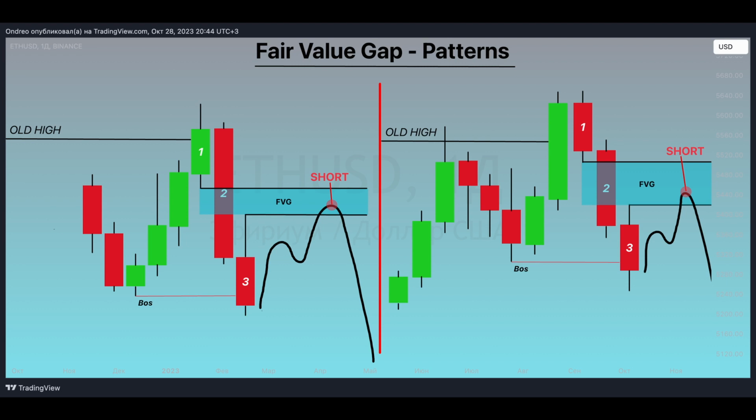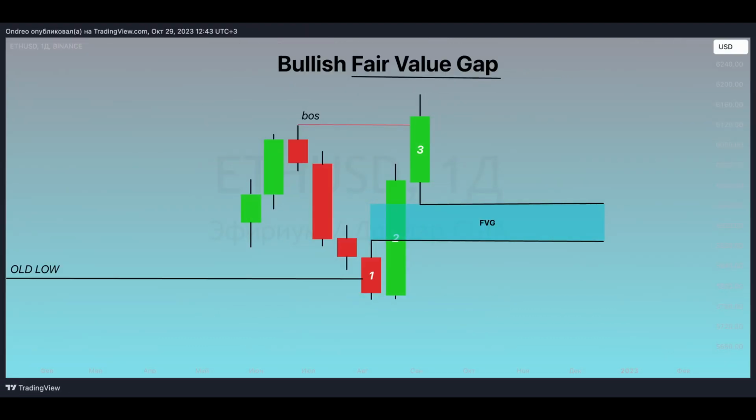It is important for us to see a sharp drop at which the structure will break, after which we can see the movement of the price in the direction of our imbalance, and only then can we open a short position. Before practicing on a real account, first perform a backtest. Practice. Understand the context. Now let's move on to the bullish imbalance.